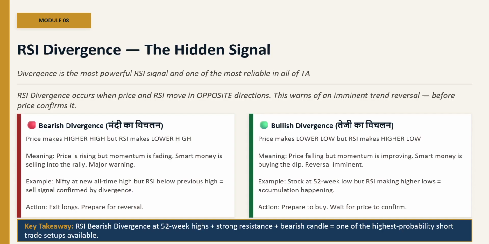Divergence on weekly charts is more powerful than daily. Weekly divergence marks major tops and bottoms, the kind that define a year's worth of returns. Daily divergence marks minor corrections. Always check both time frames.